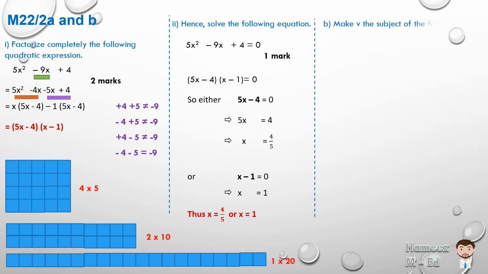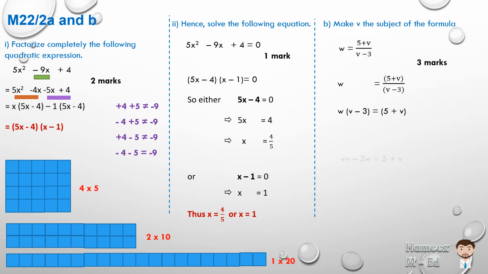Part B. Make v the subject of the formula. So we have w is equal to (5 plus v) over (v minus 3). Let's rewrite it by putting in brackets in the numerator and denominator. So we'll get w is equal to (5 plus v) in brackets by (v minus 3) in brackets. So we can take the whole denominator and bring it across. So it will give us w by (v minus 3) is equal to 5 plus v.